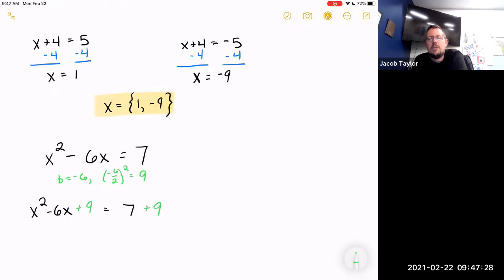X squared minus 6x plus 9, what will it factor into? What are our two parentheses? Two numbers that will multiply together to be 9, but will add to be negative 6.